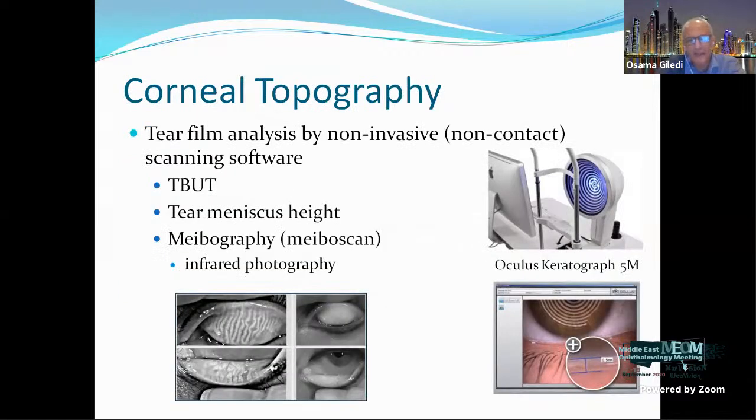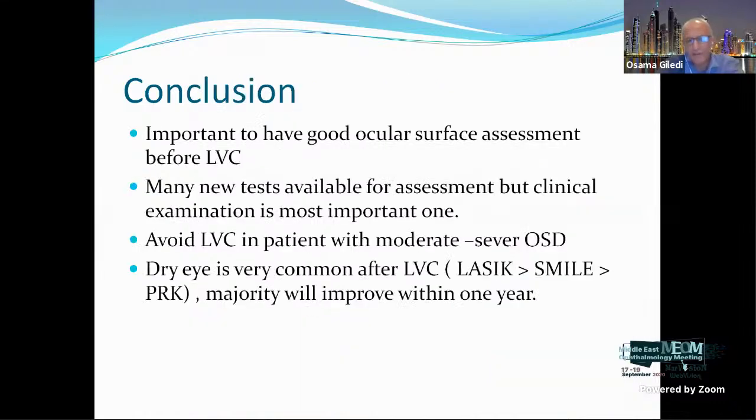The other modality you could use is corneal tomography, which can help with the tear breakup time. It can also assess the tear meniscus height. And the newer ones also incorporate what you call meibography, where you can use infrared photography to see the meibomian gland, the blockage, and the function of the meibomian gland, which is very important and is a big factor for dry eye. Conclusion: it is important to have good ocular surface assessment before laser vision correction.